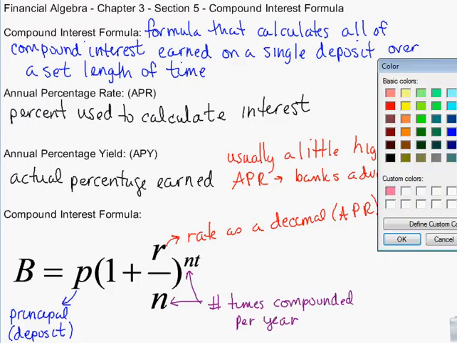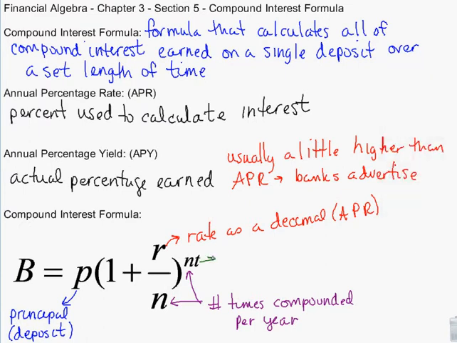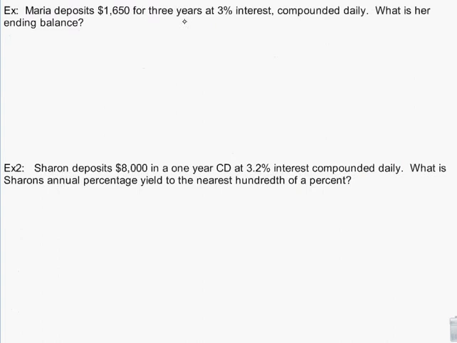And then T is the number of years. T always has to be in years. So if it's over a couple of months, it could be part of a year or 1.5 years or something like that. But T always has to be in years. So first, what I recommend when you're starting these is to always write the formula out first. It'll just help you get familiar.